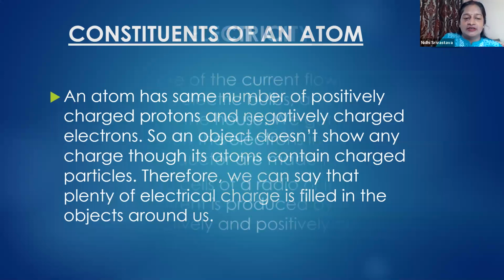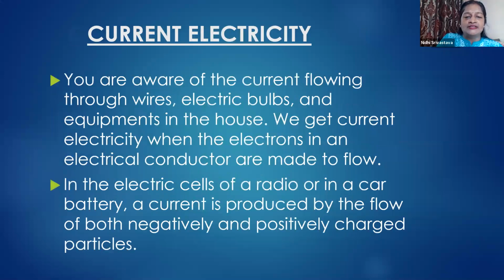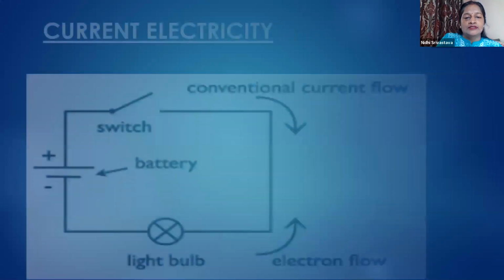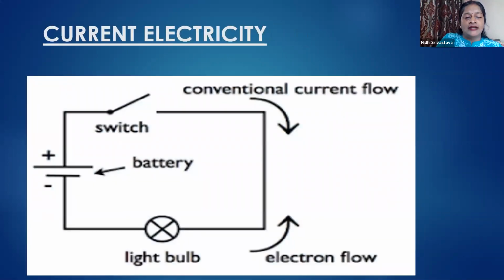Current electricity. You are aware of the current flowing through wires, electric bulbs and equipment in the house. We get current electricity when the electrons in an electrical conductor are made to flow. In the electric cells of a radio or in a car battery, a current is produced by the flow of both negatively and positively charged particles. See, this is a circuit picture of current electricity.